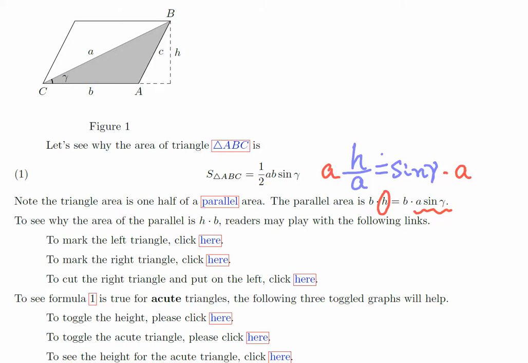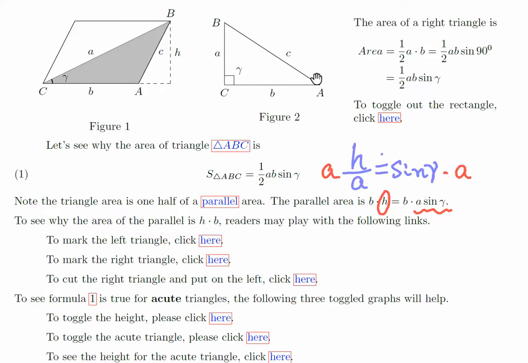How about the right triangle? This is a right triangle. Then B times A will be the area of this rectangle. If we divide it by 2, then we will get the area of the right triangle. So A times B divided by 2 will be the area of this right triangle. Well, gamma is 90 degrees. Sine 90 degrees is 1. So you can put sine 90 degrees times AB and then times 1/2. That will be the area of this right triangle.